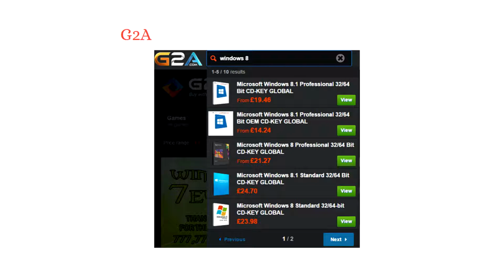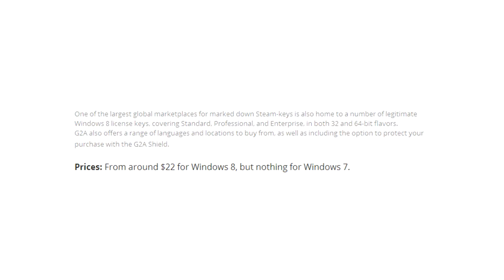Now, G2A is one of the largest global marketplaces for marked-down Steam keys and is also home to a number of legitimate Windows 8 license keys. Now, this particular website is offering around $22 for Windows 8 and unfortunately, it doesn't offer anything for Windows 7.